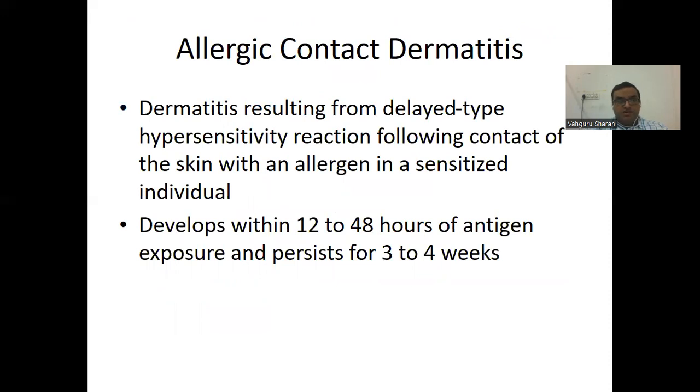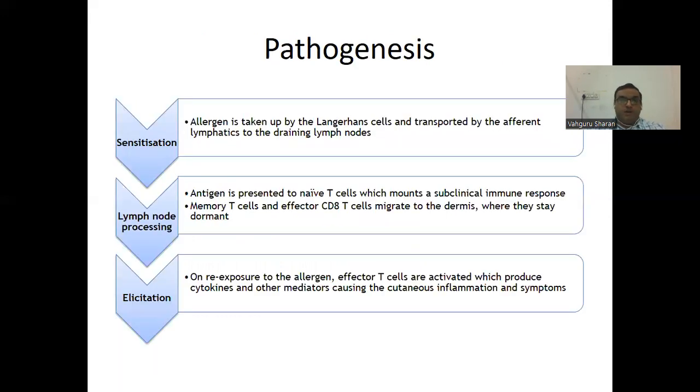What is allergic contact dermatitis? There is immunity involved in allergic contact dermatitis, so it is an immunological reaction. It is a delayed type of hypersensitivity reaction following contact of the skin with an allergen in a sensitized individual. It develops within 12 to 14 hours of antigen exposure and persists for 3 to 4 weeks.